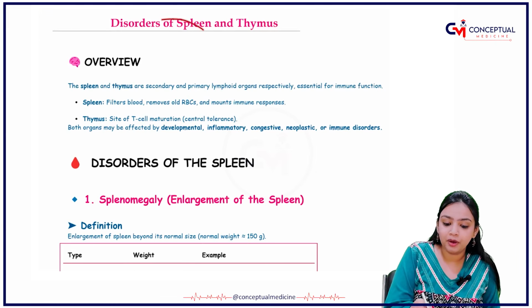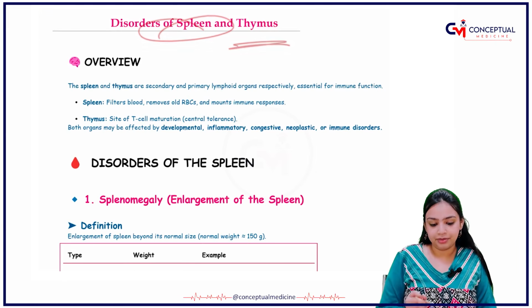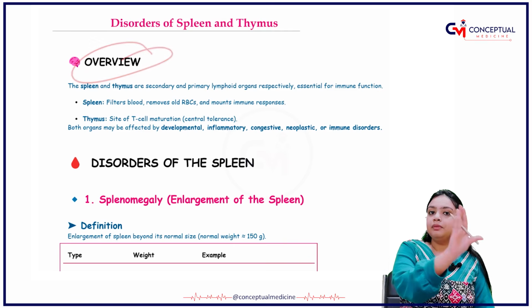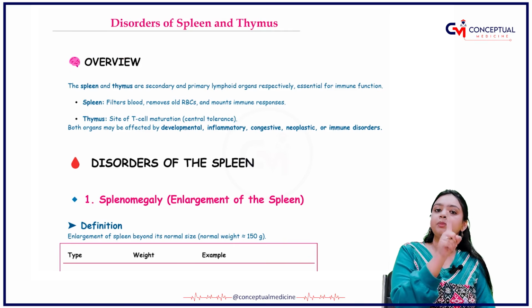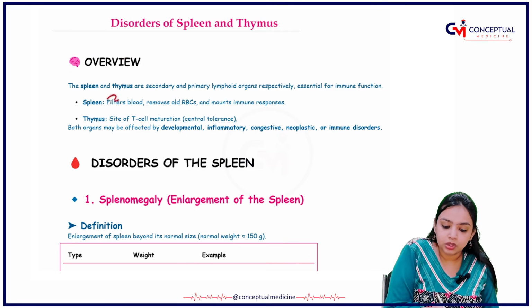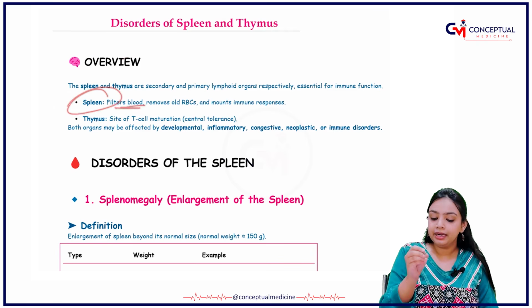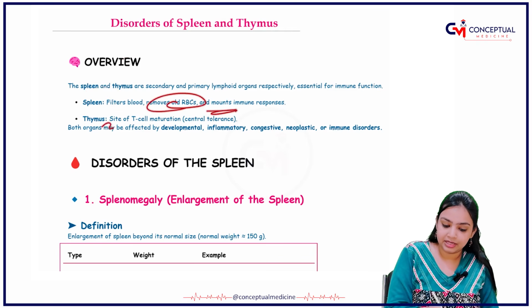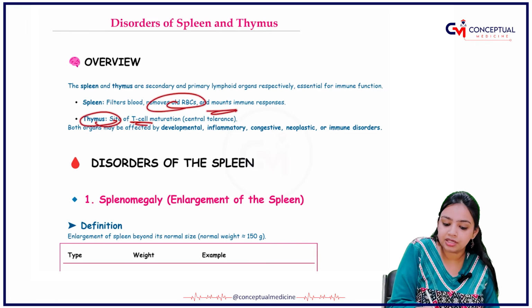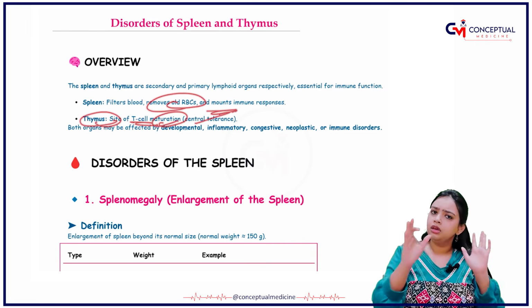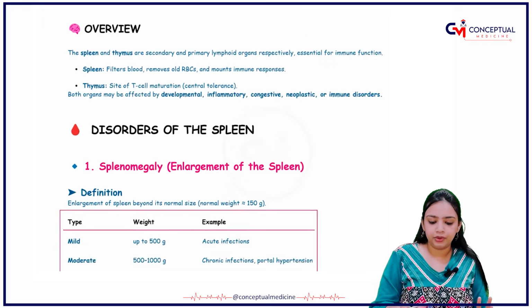Now we will be studying the disorders of spleen and thymus. From this you will be getting a short note. Prepare this topic in such a manner. Spleen basically filters your blood and removes the old RBCs, and thymus is the site for T cell maturation. Remember, this is the basic that you need to know.